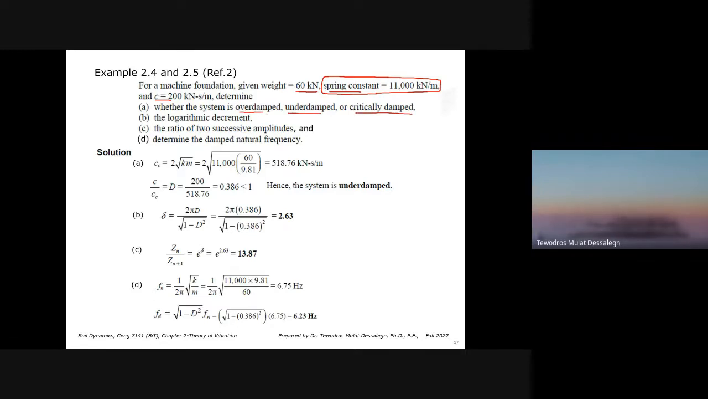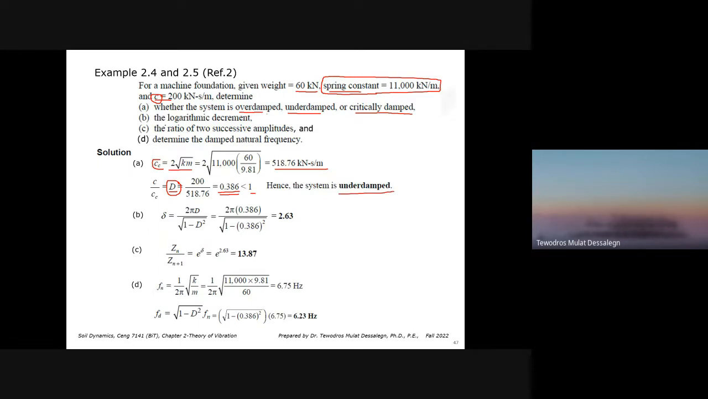For that, what you can do is first find the critical damping. We know that critical damping you can calculate as 2 square root of km, and let's say you found this value. Then compare it against the damping you're given, or find the ratio. When you find the ratio, that's the damping ratio, capital D. For that, we get 0.386, which is less than 1. If it is less than 1, it is an under-damped condition.